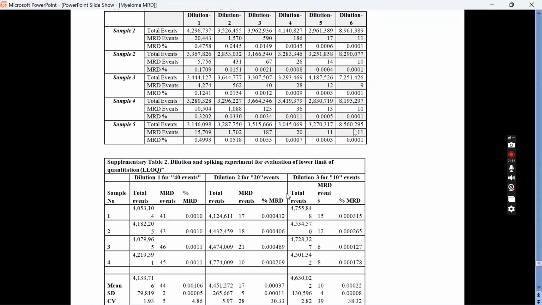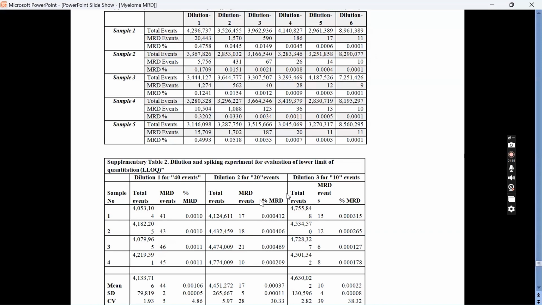Normally what we do is dilution. We check whether we are touching the LOD, and anything beyond your LOD or 2 times LOD and 50 events is fine. But when you want to say my LLOQ is 20 events, then you need to do this. You need to prove that 20 events is reproducible across different samples. And for that, you need to add that exact number of blasts into the control sample. You know how they do it. See, I can say, but for some people it will be so confusing.